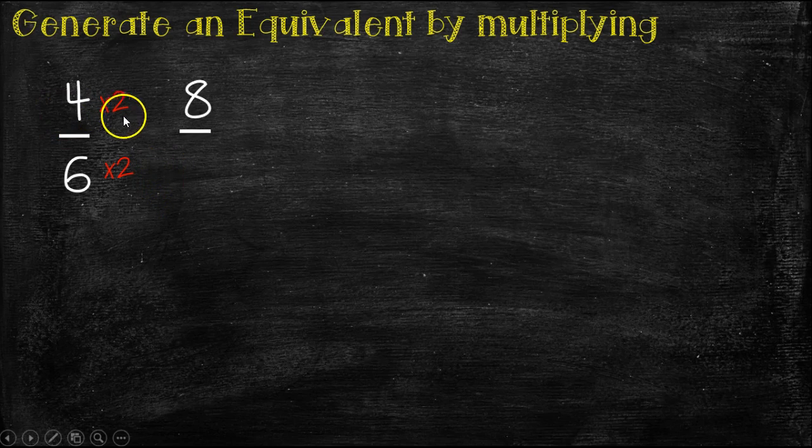So here we have 4 times 2, which equals 8, and 6 times 2, which equals 12. So 4/6 is equal to 8/12. Now let's choose a different number.